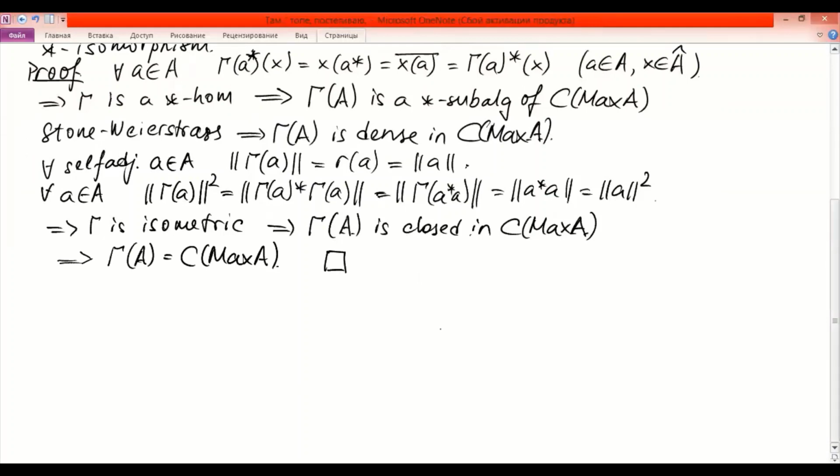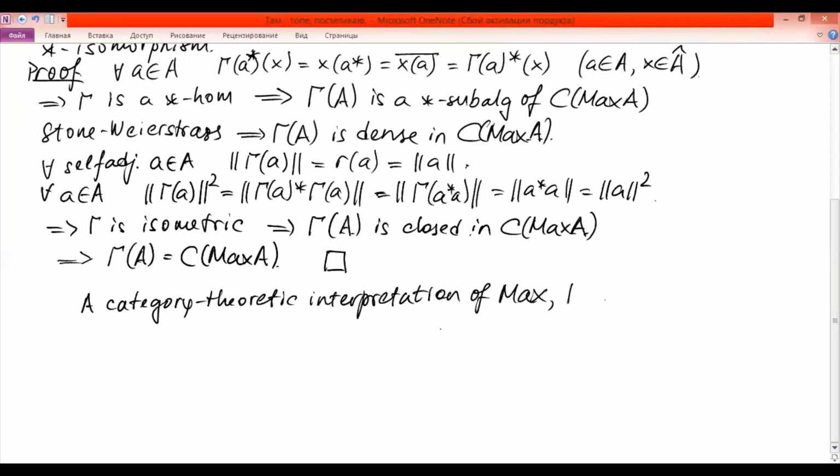Let's now look at a nice category theoretic interpretation of the maximal spectrum, of the Gelfand transform, and of the Gelfand-Naimark theorem.